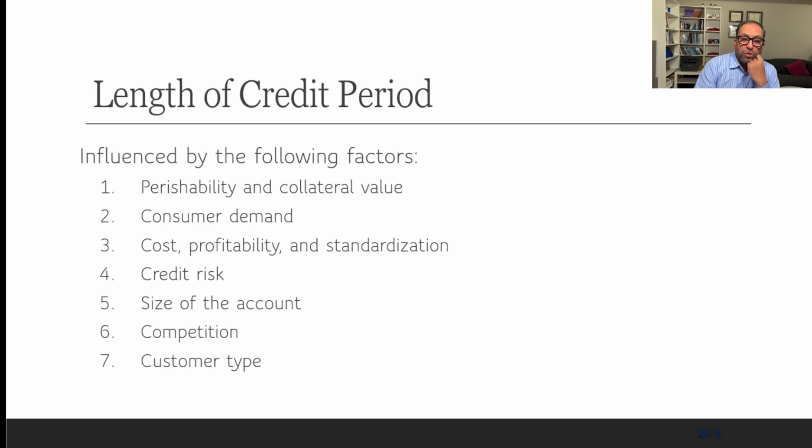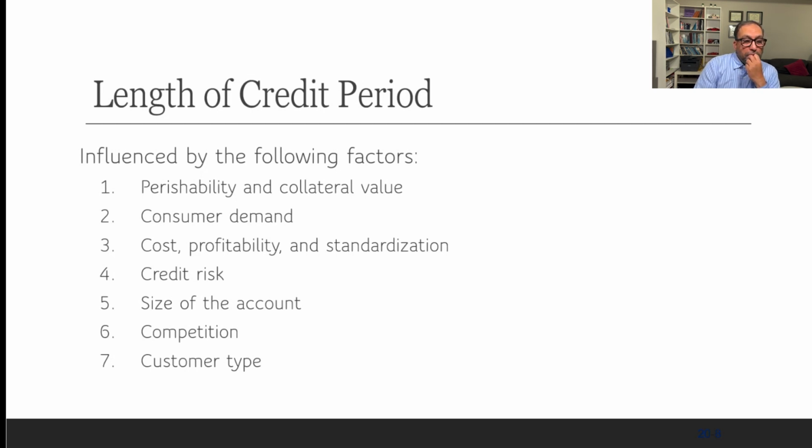Inexpensive goods and standardized goods have shorter credit periods. For small goods, the volume is big but the value is small and the quantity is large. In that case it is expensive to track and trace the customers for their payment. So for small and petty things, we do not get involved in credit. The fourth one is credit risk: the higher the credit risk, the shorter the credit period.